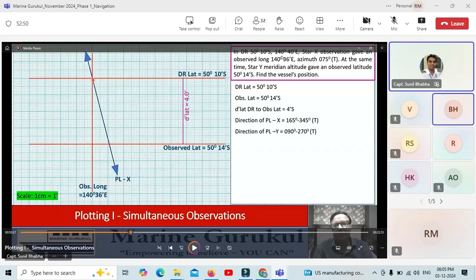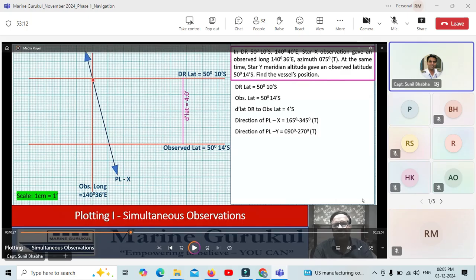Yes sir, understood. Excuse me, sir. Go ahead. Sir, can you explain this plotting, sir? Actually, I could not understand why they are taking only DR lat, then observed long, they are selecting. Why are they not choosing DR long? Can you explain?